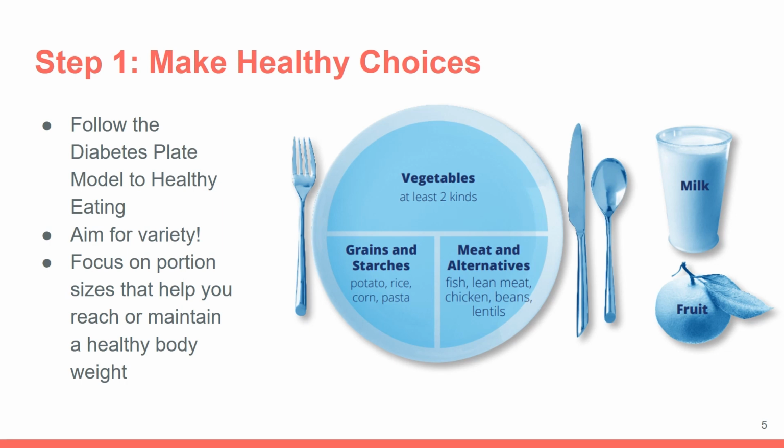In general, it is recommended to have 45 to 60 grams of carbohydrates at mealtime, breakfast, lunch, and dinner, and 15 to 30 grams of carbohydrates at snack time. Everyone's needs are different depending on your size and activity levels, so you may want to speak to a dietitian to set your own personal carbohydrate goals.